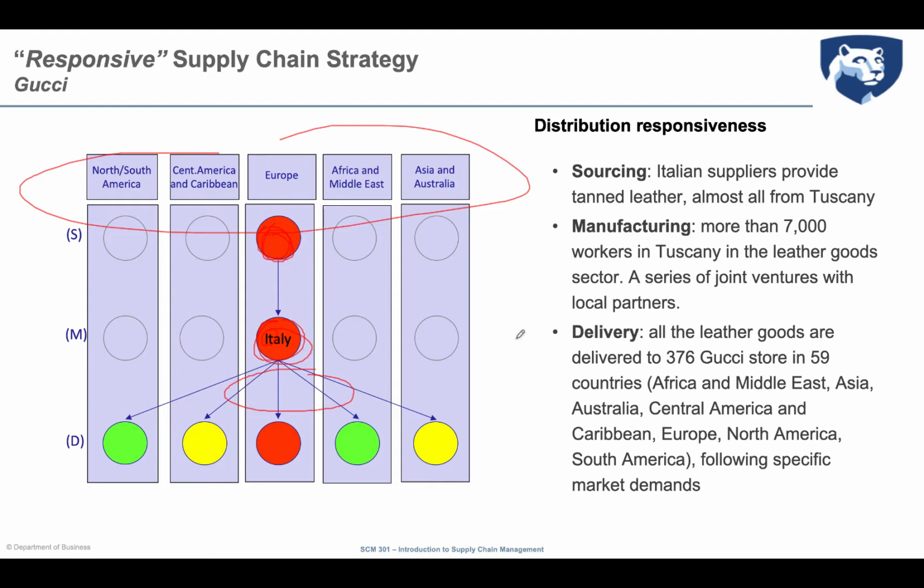Why? Because again, there is the need to follow specific market demands, which requires a targeted distribution system and a target stock of product in the warehouse at the local level.